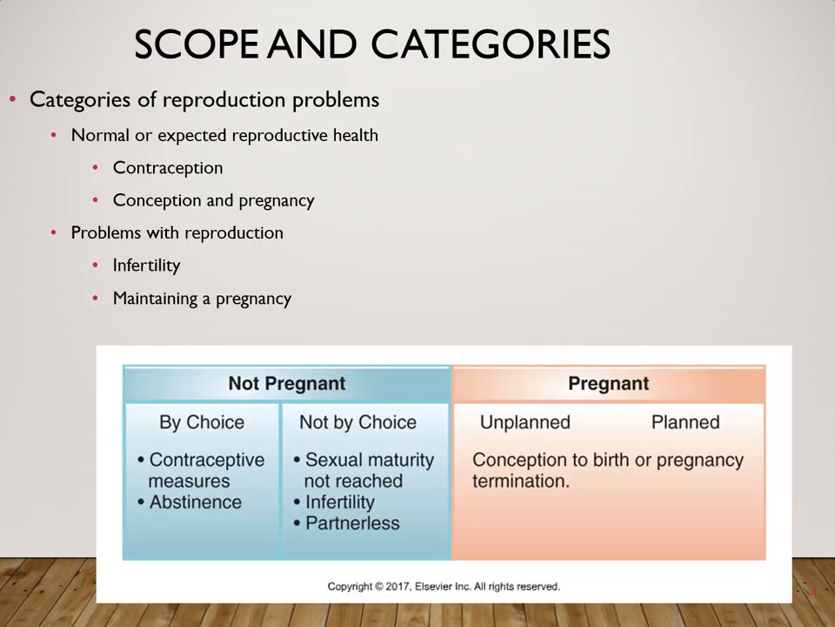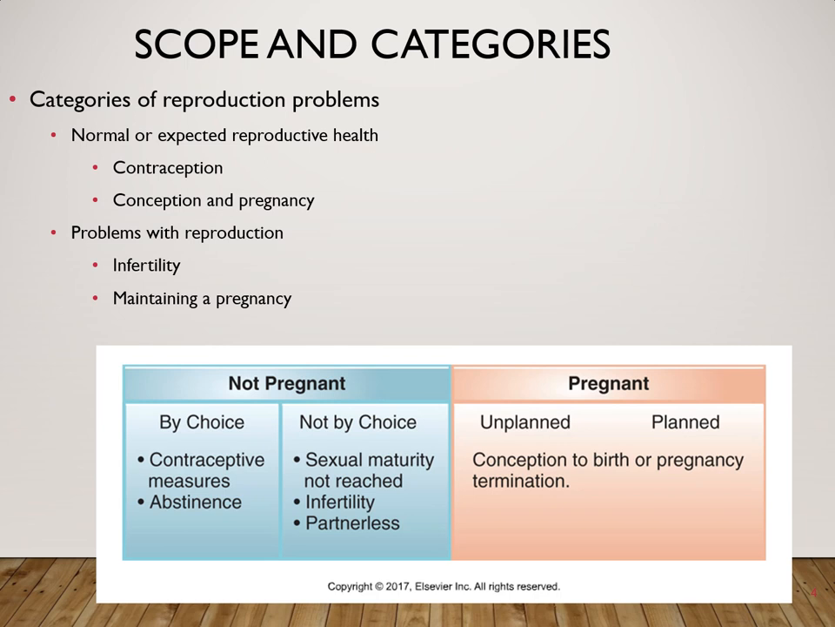So the scope of reproduction: when we are looking at reproduction, we may see a woman, because she can bear children, only the woman can do that, will fall into one of two states. It's either a non-pregnant state or a pregnant state. The non-pregnant state is the state that the majority of the life of a female will be spent in. The non-pregnant state can be divided, very didactically, into two aspects. A woman can be non-pregnant by choice and not by choice.